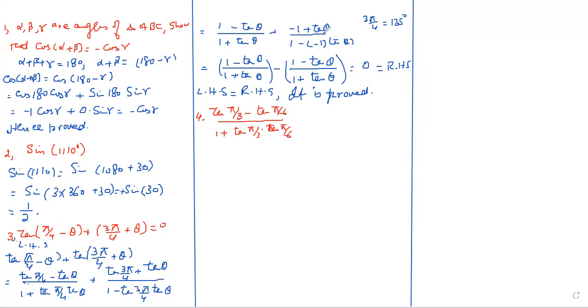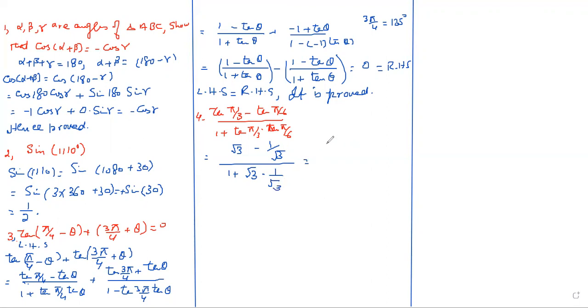Pi by 6, right? So now tangent pi by 3 is tangent 60 and its value is root 3 over 2, right? So this is root 3 over 2 minus this value, which is 1 over root 3, divided by 1 plus root 3 times 1 over root 3.